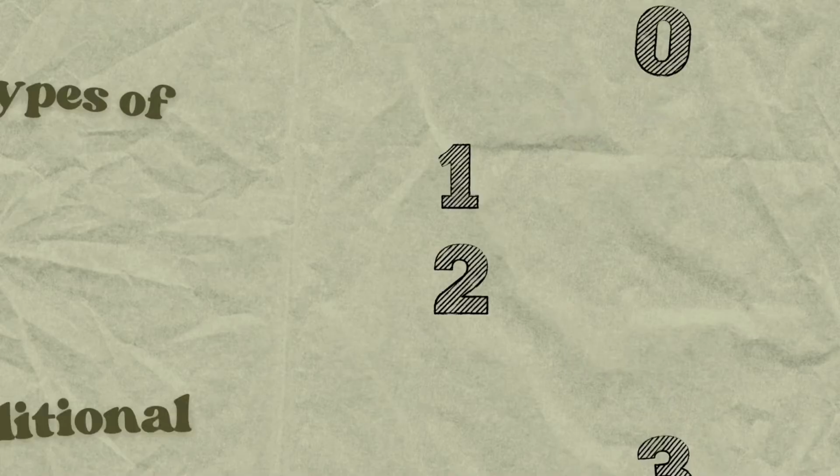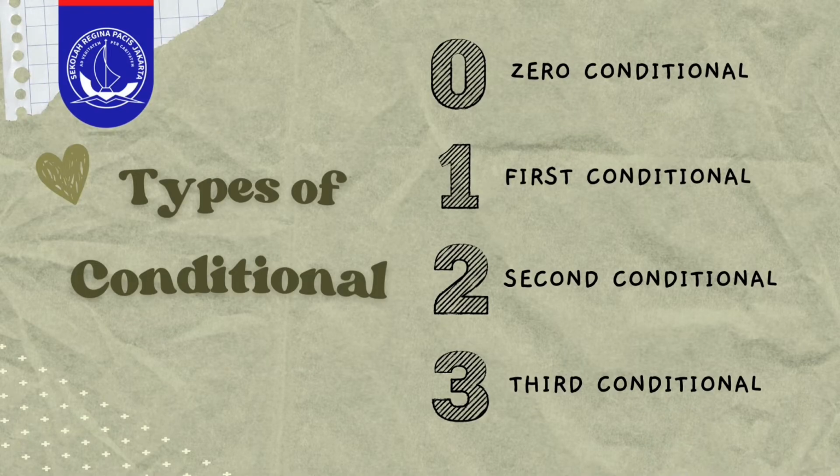There are 4 different types of conditional sentence in English. Each expresses a different degree of probability that a situation will occur or would have occurred under certain circumstances. There are 0 conditional, first conditional, second conditional, third conditional. Let's look at each of these different types of conditional sentence in more detail.